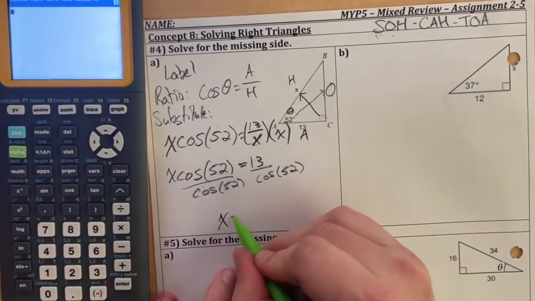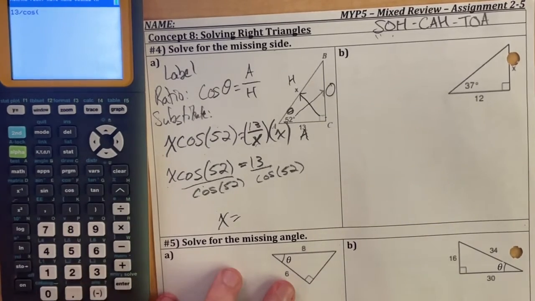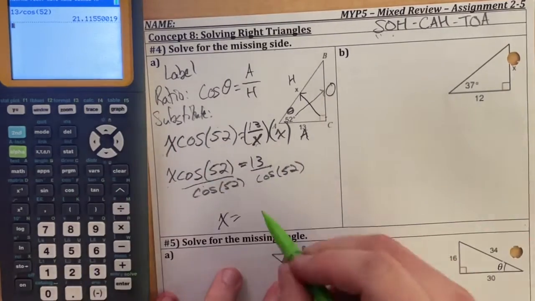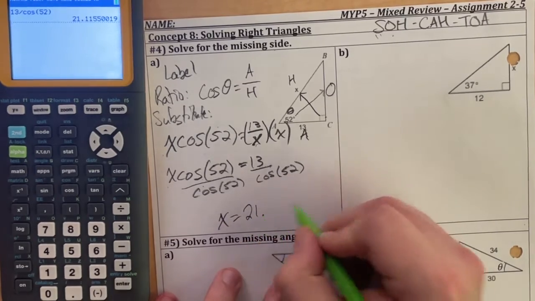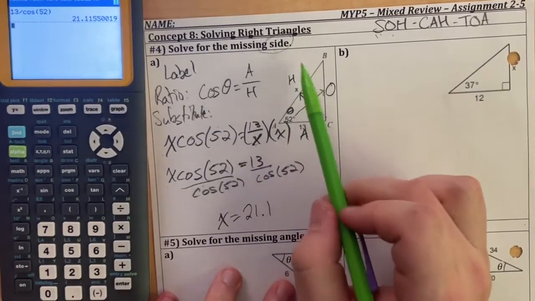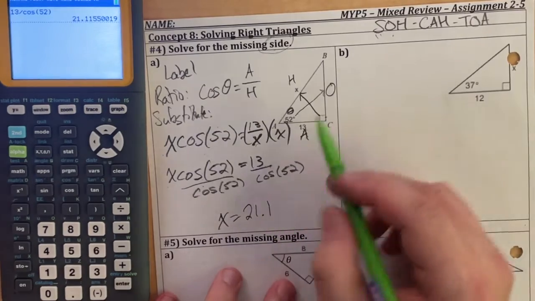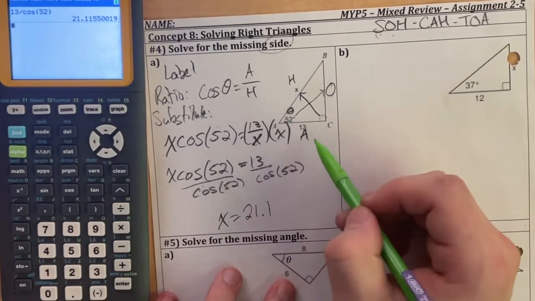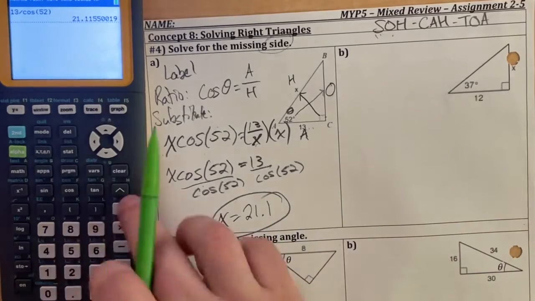So I have X is equal to 13 divided by the cosine of 52. Make sure it's in degrees, and so X is going to be 21.1. And since I'm missing a side length, our answer is not in degrees because we're talking about a side length, and it works out, since this is the hypotenuse, we should get an answer that is larger than 13, which we did. So X is going to be 21.1.